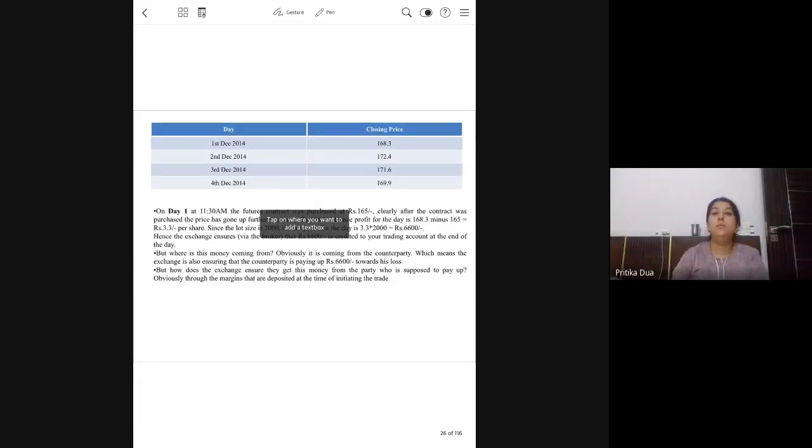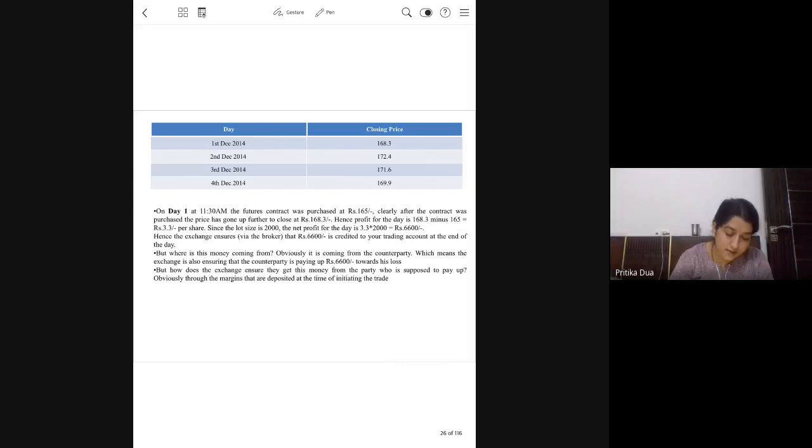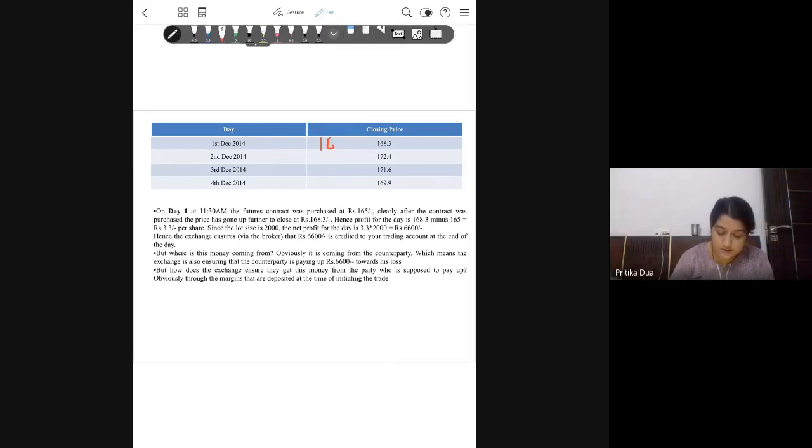Just have a look. You bought the contract on 1st December. The price at which you bought the future contract is 165, while the closing price on the same day, on 1st December, was 168.3. On 2nd December, the price increases, it reaches 172.4. On 3rd December the price is falling, and on 4th December there is again a subsequent fall in the price. So when we talk about the daily settlement, on day 1, I am talking from the point of view of the buyer.